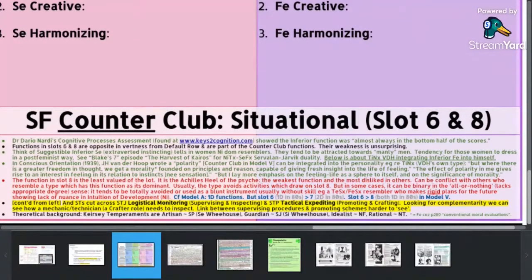Below is about INTJ Vanderhoof integrating inferior FE into himself. In Conscious Orientation, 1939, J.H. Vanderhoof wrote a polarity counterclubbing model that can be integrated into the personality, for example for Vanderhoof's own type, TIN X, the introverted thinker type, subsidiary intuition.